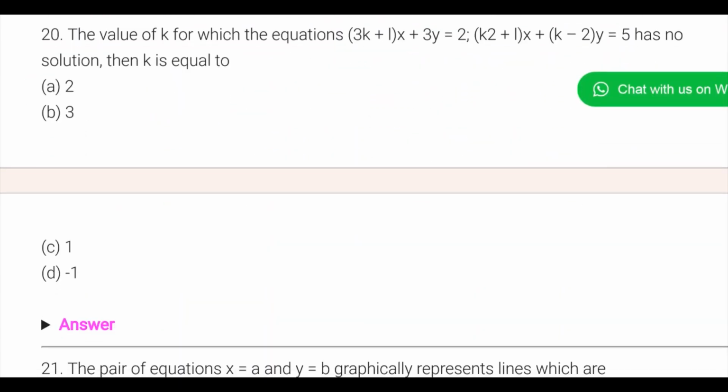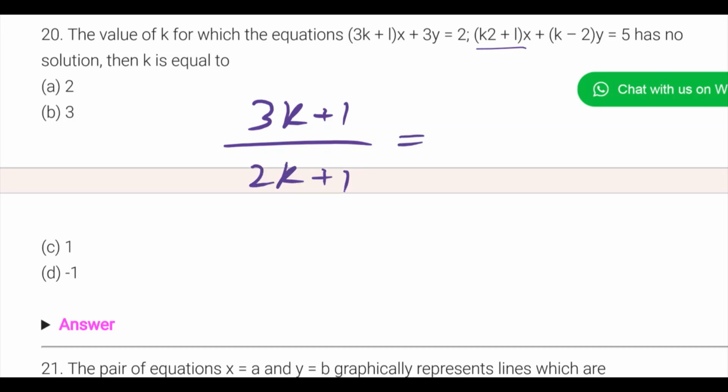20th question. The value of k for which the equations have no solution. When we say no solution, they are parallel lines. So 3k plus 1 by 2k plus 1 equals 3 by k minus 2. The first two ratios are equal for parallel lines because a1 by a2 equals b1 by b2.